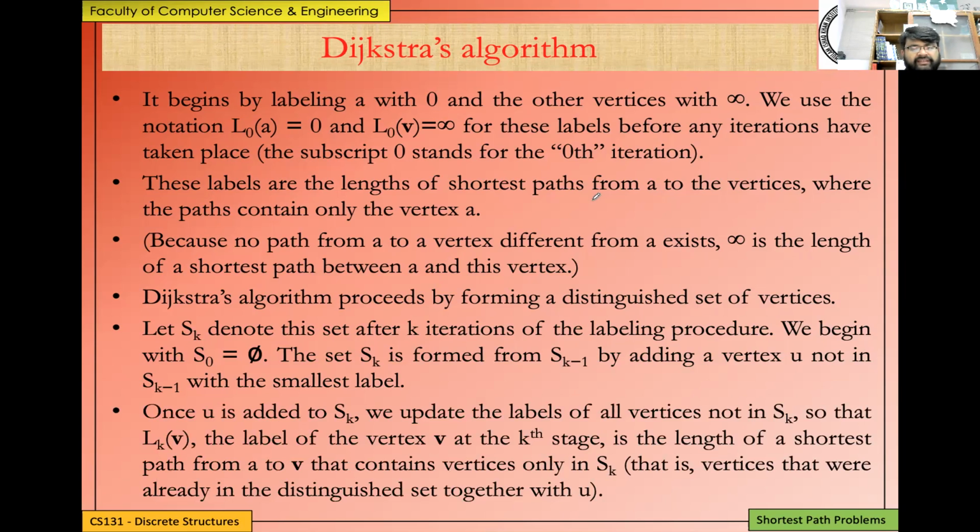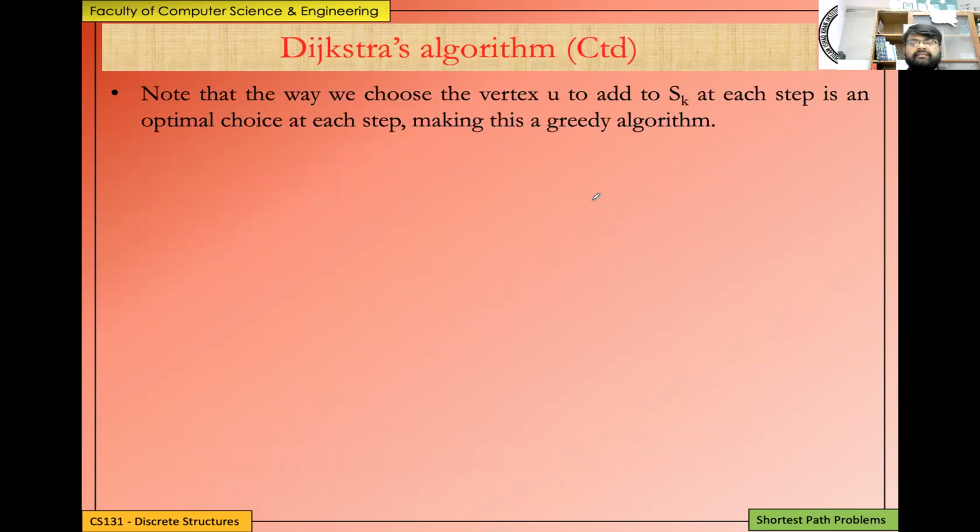Once u is added to Sk, we update the labels of all vertices not in Sk. So every vertex that is not present in Sk is also labeled and updated so that LkV, the label of vertex v at the kth iteration, is the length of a shortest path from A to V that contains vertices only in Sk, that is vertices that are already in the distinguished set, together with u. So the new vertex would be added in here.